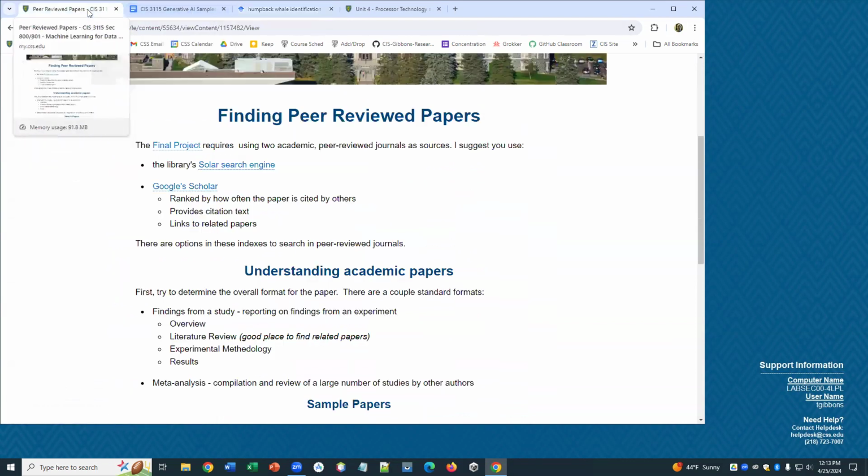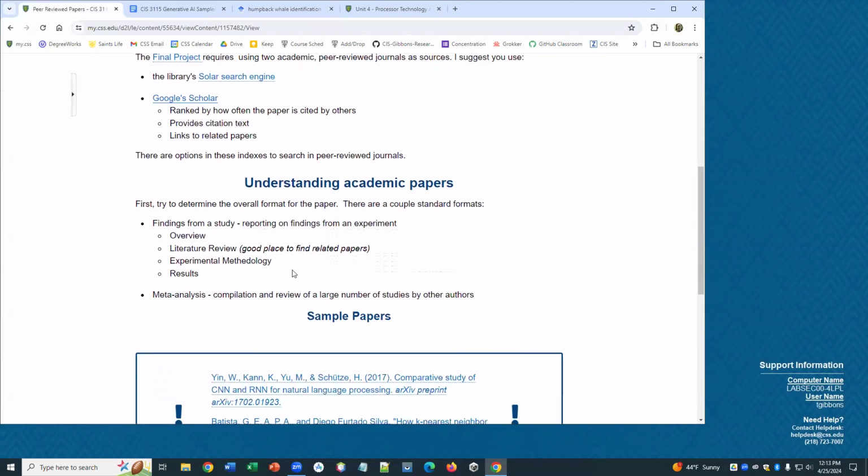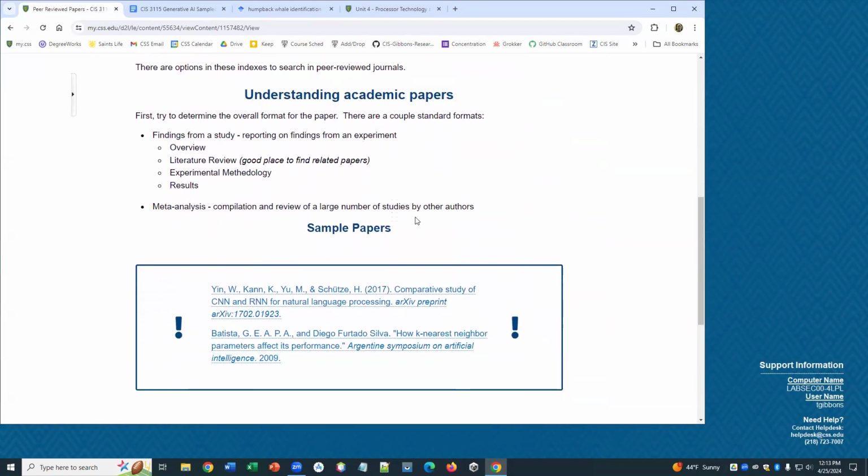Okay, so, questions on finding these sorts of papers?